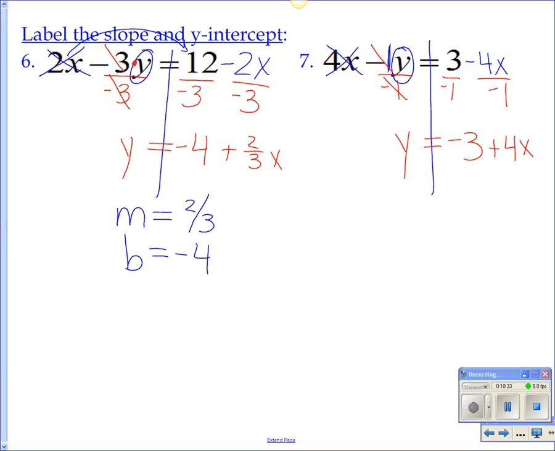All right, Chad, what is my m going to be on this one? Very good. M is always with the x. Anybody, what does m stand for? Slope. Good. Mountains have slope. Andrea, what's my b on this one? Good. My b is -3. Any questions about those two?